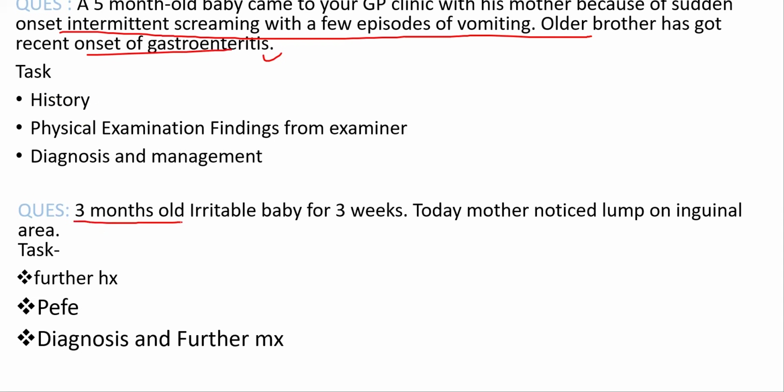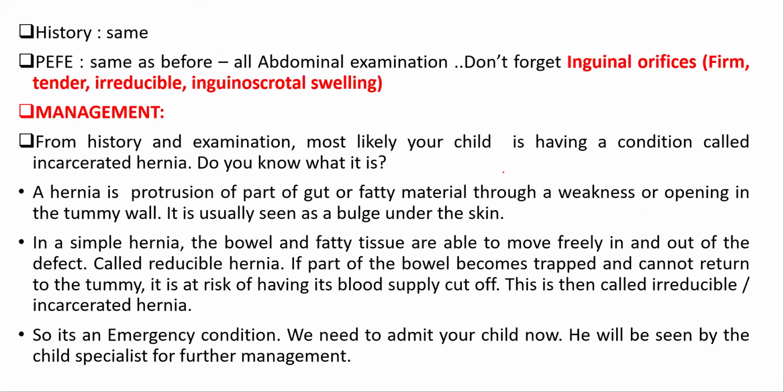That's one question. Another one is a 3-month-old irritable baby for 3 weeks. Today, mother noticed a lump on the inguinal area. So a different kind of scenario. One where there is a lump on the inguinal area, you already know it. Another one is just screaming with vomiting, which will have exactly the same history. The finding might be that mother says, yes, I have noticed a lump on his groin. Sometimes even that finding might not be given. Parents might miss it. So don't think that this will always be given to you in the history.